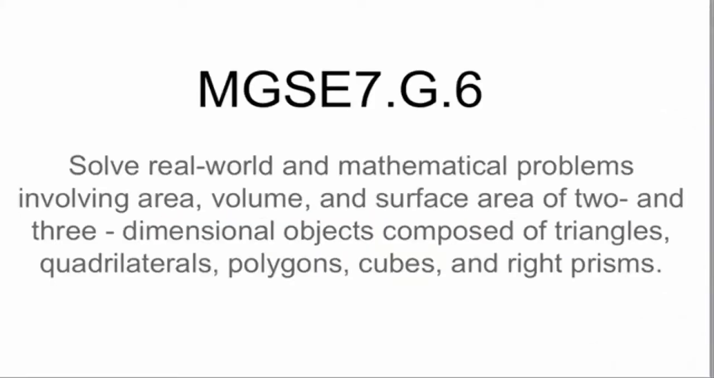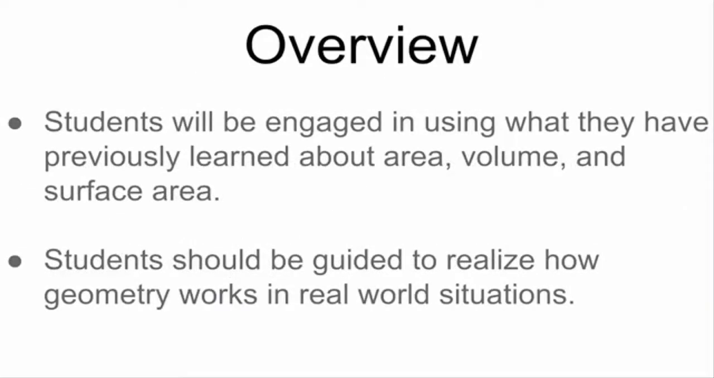In the 6th geometry standard for 7th grade, students are asked to solve mathematical problems for area, volume, and surface area for 2D and 3D shapes. Much of this standard is a repeat from things that students have learned in 6th grade, and as they begin to complete some of these tasks, they will recall working with these formulas and these shapes in the 6th grade.